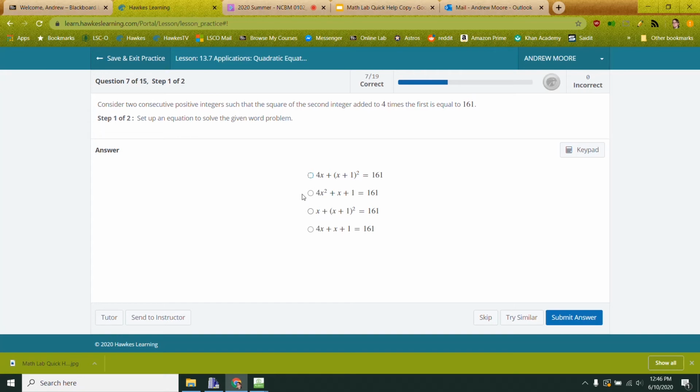So now we're looking between the first and the third one. And it says it's added to 4 times the first. Well, this one isn't doing 4 times the first. This is the only one that's doing that. And that should be equal to 161. So this is our answer.